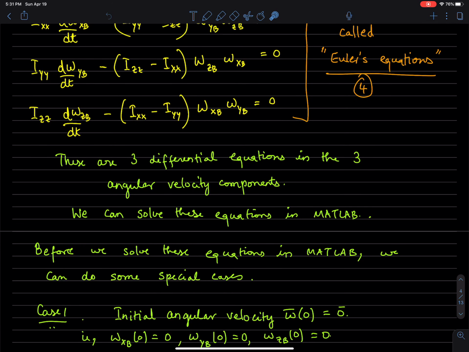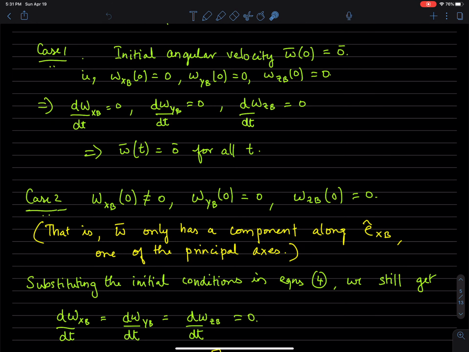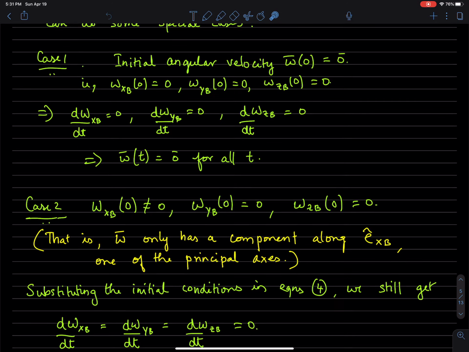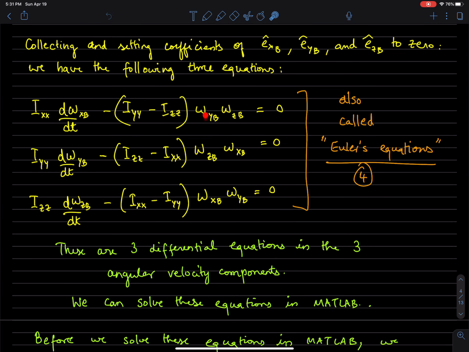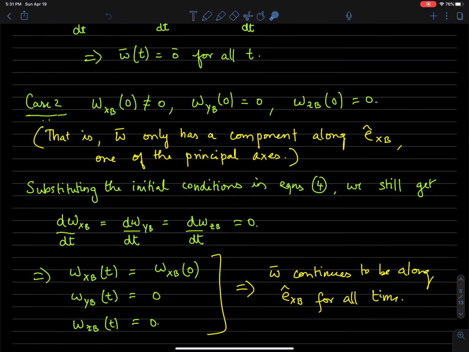They're three differential equations, and as we saw in the previous video, we can examine some special solutions for this set of equations. If the angular velocity is initially equal to zero, then the angular velocity remains zero for all time, because if you plug in zero for these, these become zero, so there is no change in the angular velocity. So that's a very simple special case.